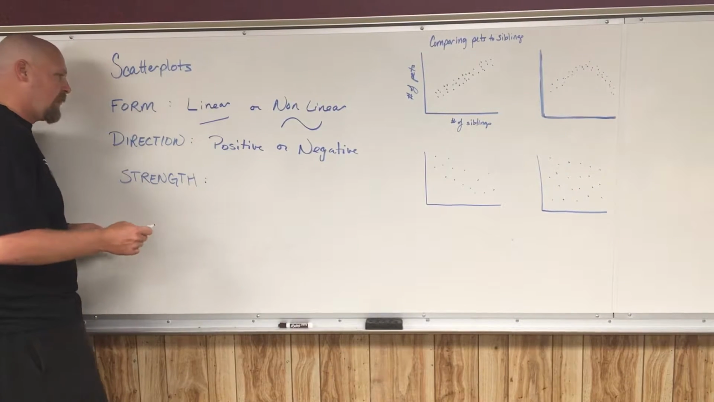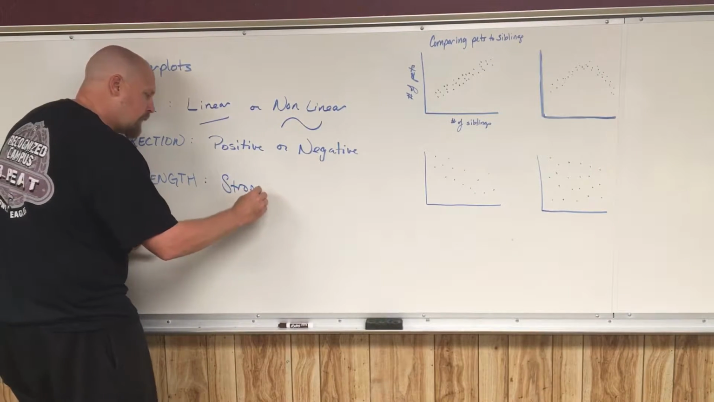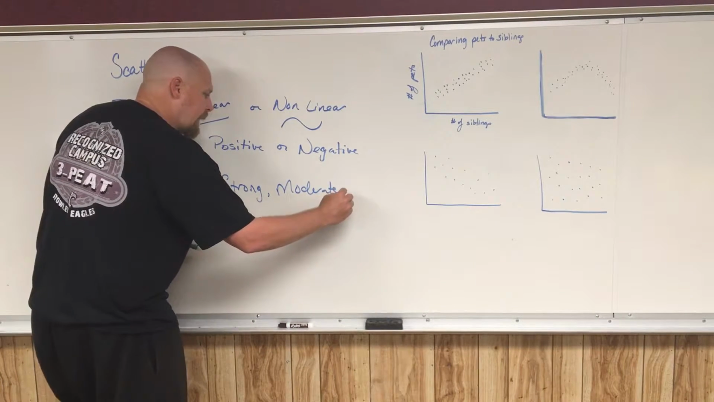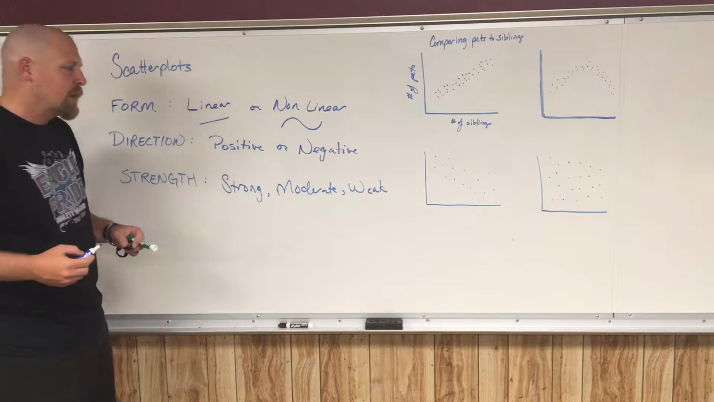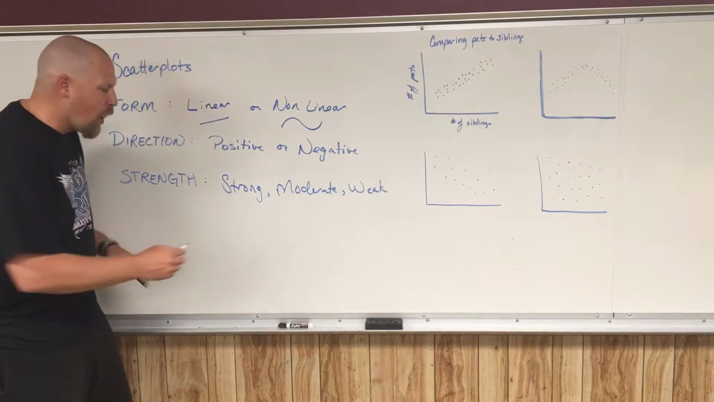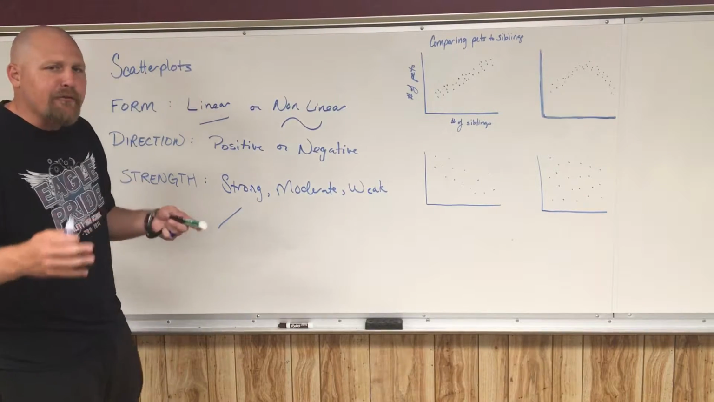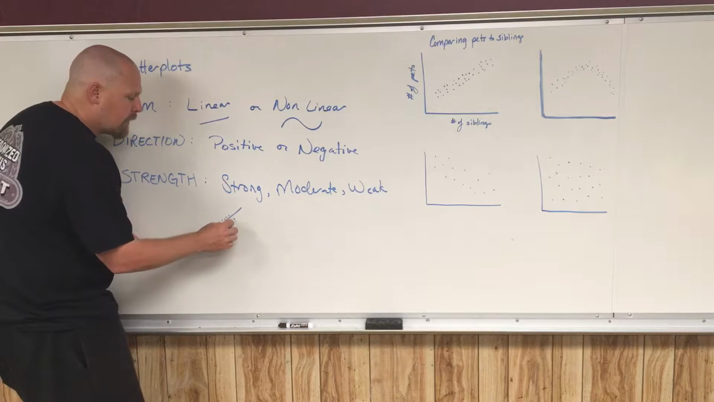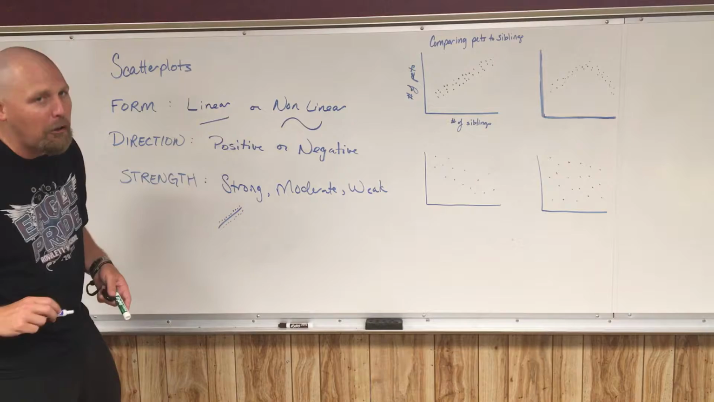Okay? When we talk about strength here, we're going to have something that's maybe very strong. And then we're going to have something that's moderate. And then we're going to have something that's weak. Okay? And so strong. Strong is whenever you have your best fit trend line here, the dots are real close to that line. See how close these dots are to that line? Yeah, I put them there on purpose because it's strong.